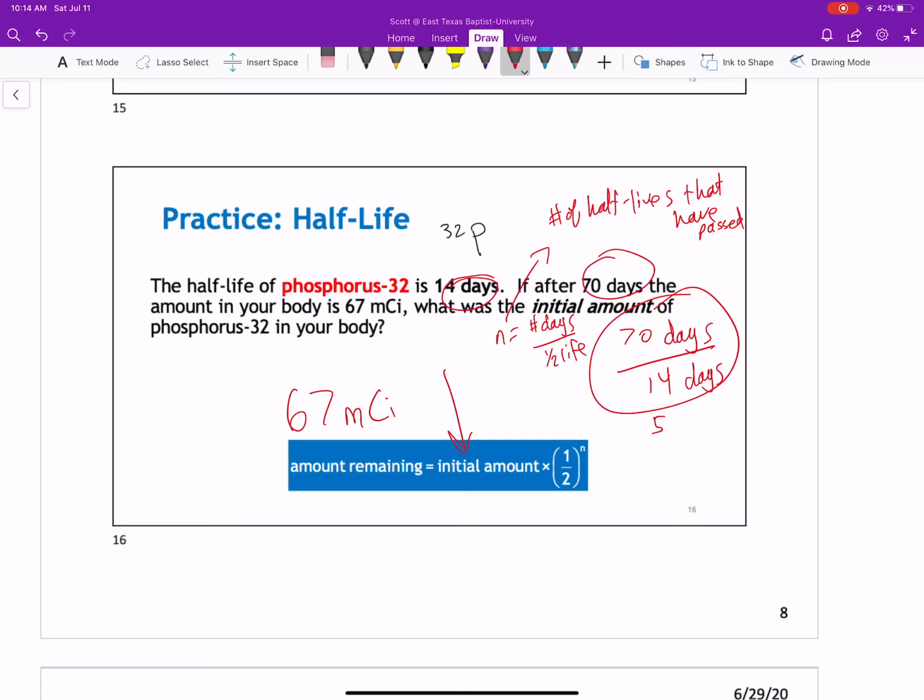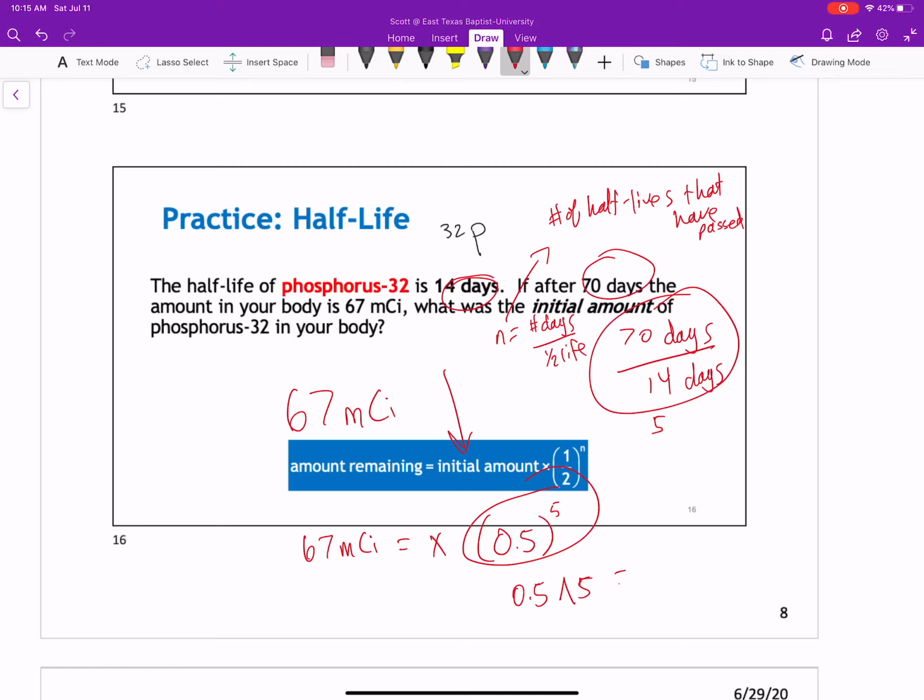So anyways, let's set up our equation, okay? 67 millicurie equals x, because we don't know the initial amount, times 0.5 or 1/2 raised to the 5th power. So what I'm going to do is go ahead and do that in the calculator. I'm going to put 0.5 raised to the 5. So that's what I typed in my calculator, 0.5 caret and then a 5. That's the way I would type it in.